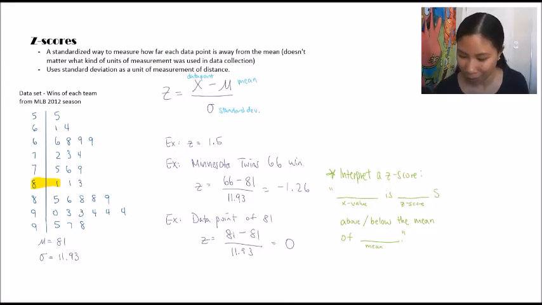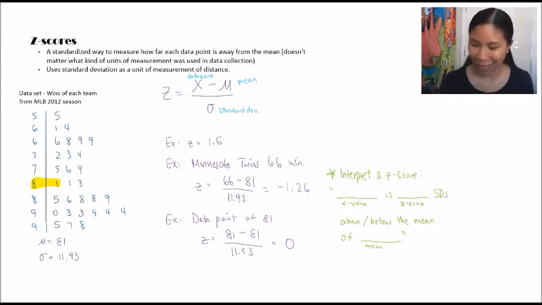Oops, I forgot to read that. Standard deviations below the mean of 81, because that was the mean of the whole thing. And it was below because of the negative number. So that's how you're going to tell. If you get a positive z-score, that means you're above the mean because your score is higher than 81, and so on. So that's how you want to interpret it.